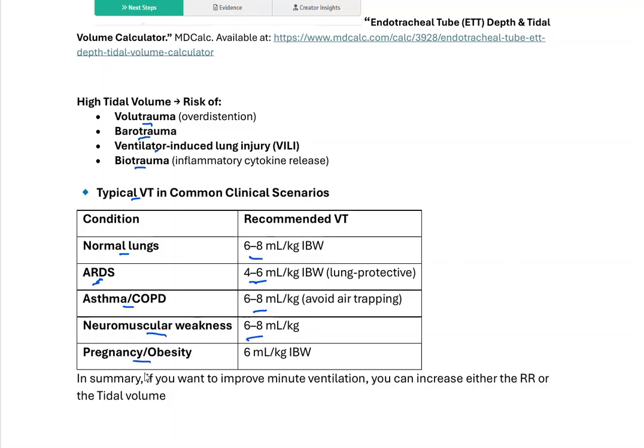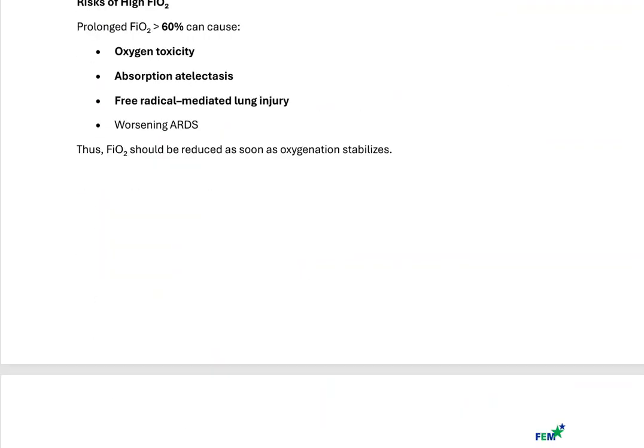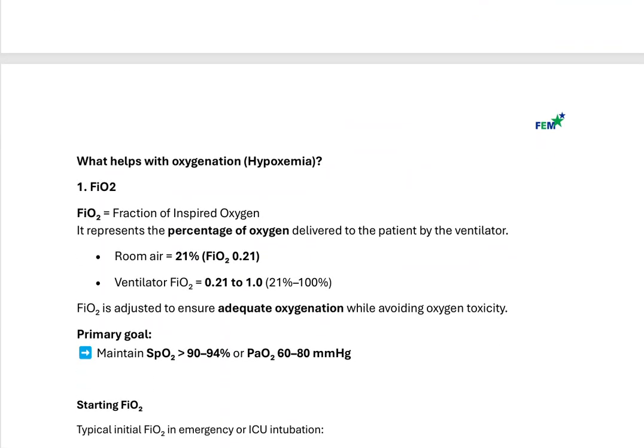If they are pregnant or obese, remember that either pregnancy or obesity could affect the compliance. It could decrease the compliance of the lung, so you may not be able to put a lot of tidal volume in their lungs. So you might need to go on the lower side, like 6 mL per kg of the ideal body weight. And in summary, if you want to improve ventilation, you can either increase your respiratory rate or you can increase your tidal volume. So now let's move on to what helps with oxygenation.